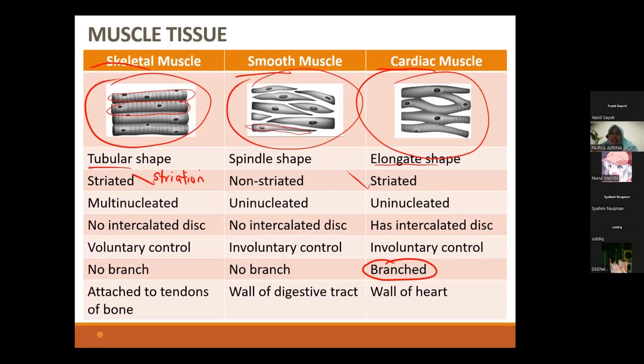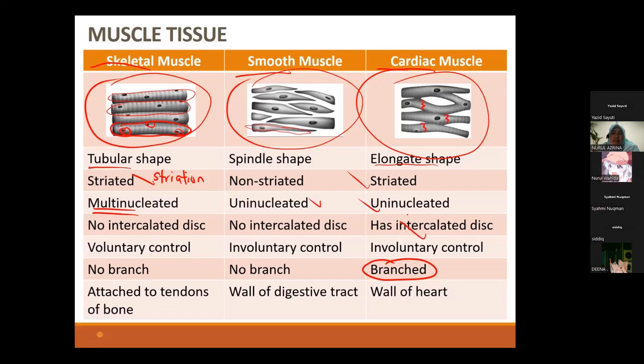Okay, and then next is in terms of nucleus. Skeletal muscle is multinucleated. You can see within one skeletal muscle cell, they have multiple nuclei, right? And smooth muscle and cardiac muscle are both uninucleated. And then next is in terms of presence of intercalated discs. So intercalated disc is a structure yang macam nampak zigzag macam tu. So intercalated discs are only found in cardiac muscle, but not in smooth muscle and skeletal muscle, right?